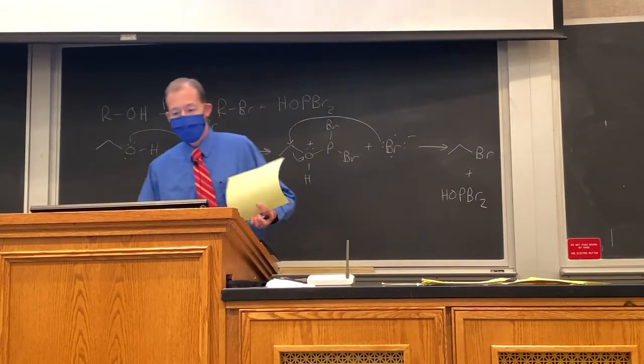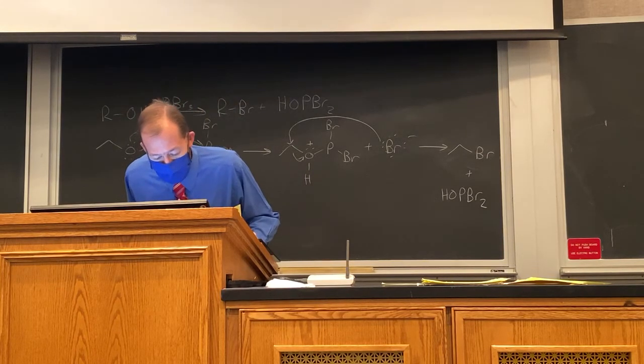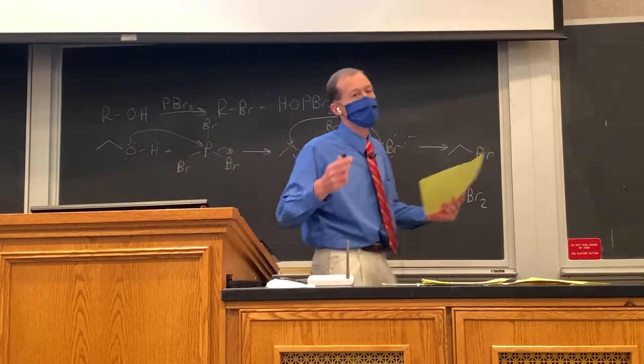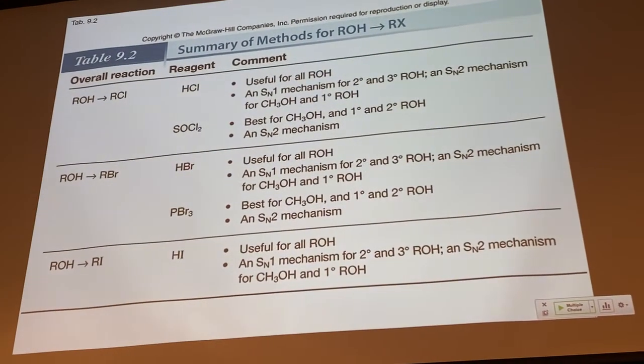So on Wednesday, we were talking about how to convert alcohols into alkyl halides. And of course, we learned that with HX, there are some drawbacks. We have rearrangements that occur because we form carbocations. We have racemization that can occur. And so chemists have devised an alternative method using thionyl chloride to convert alcohols to alkyl halides by an SN2 process. So there's no rearrangements. There's clean inversion of the stereochemistry.